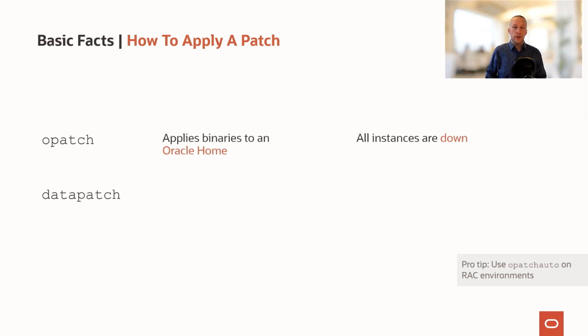Now with OPatch, you can apply binaries or changes to binaries in your Oracle home. So you'll use OPatch to change the files or add new files to your Oracle home. Now, since we are messing with the Oracle home, with the binaries that are running the database, when you use OPatch, it is a requirement that all instances are shut down. All the instances that are running out of that Oracle home have to be shut down.